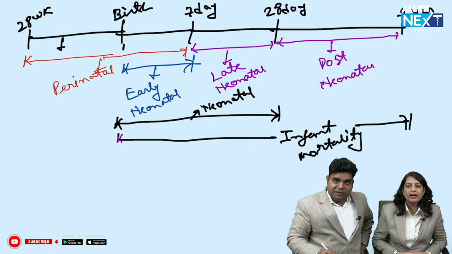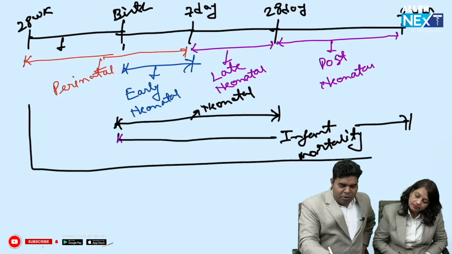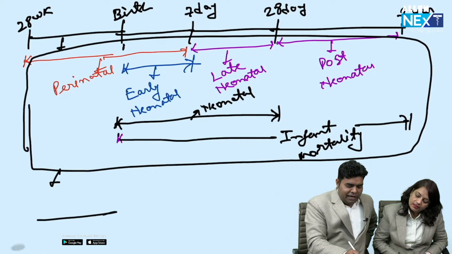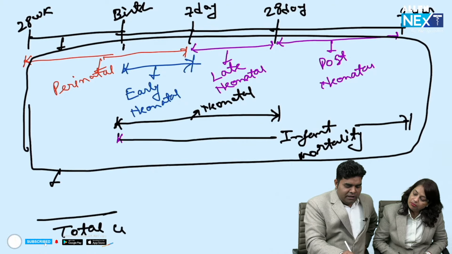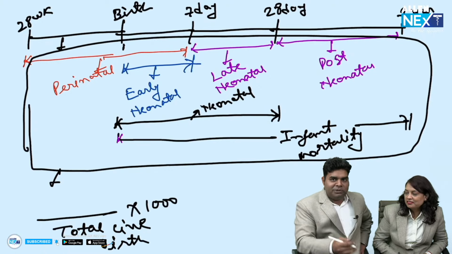And just throw some light on the denominator, because this is very, very important. The denominator of all of these factors is the same. That is total live birth, multiplied by 1000. So definitely, ma'am, you are right. It is per 1000 live birth.